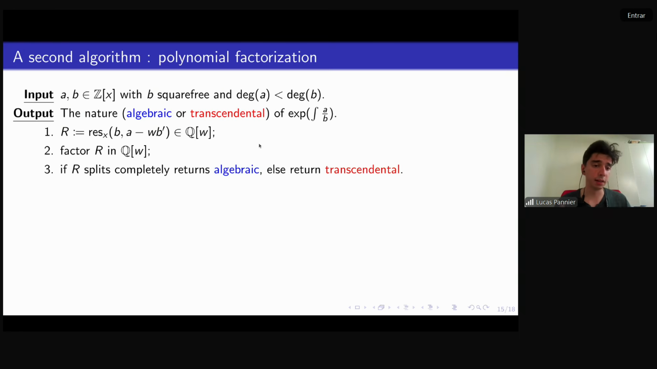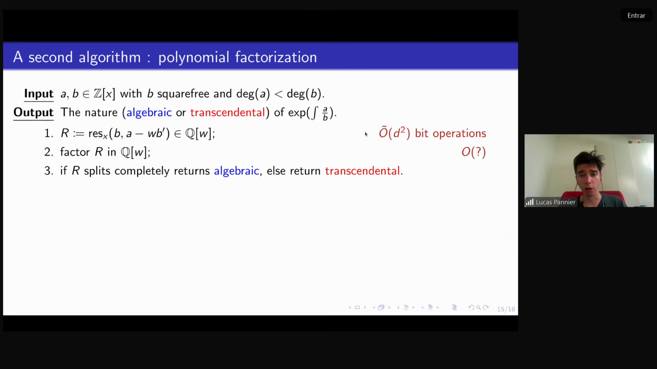So the algorithm takes the same input, gives the same output. It starts by computing the Rothstein-Trager resultant R, then factors it, and then it checks whether it splits. If R splits completely, we return algebraic, and otherwise we return transcendental. So we have the same complexity here, but what about factoring?